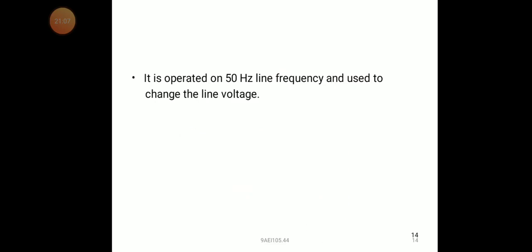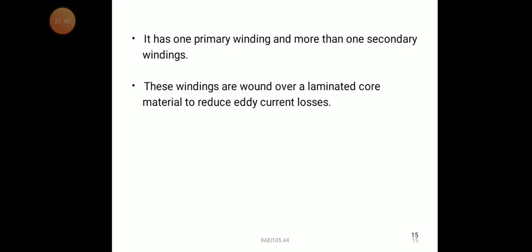Now we discuss the power transformer in detail. The power transformer is operated on the 50 Hz line frequency and used to change the line voltage. It is also called a mains transformer. It has one primary winding and more than one secondary winding. This is very important. These windings are wound over a laminated core.